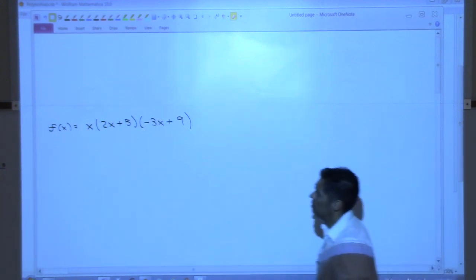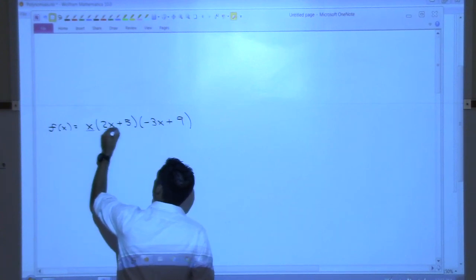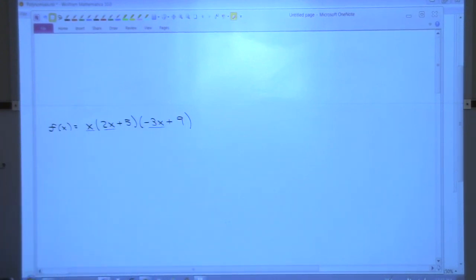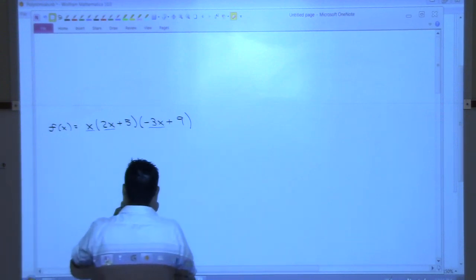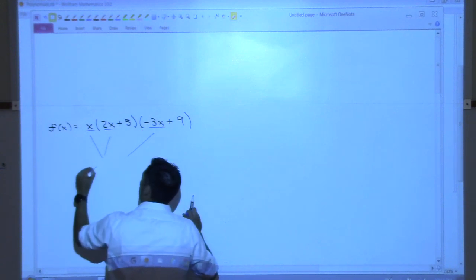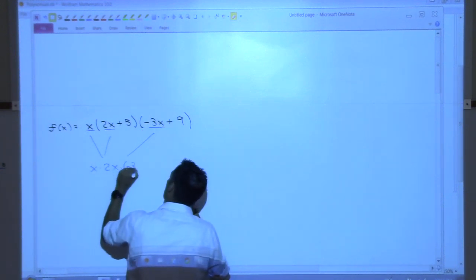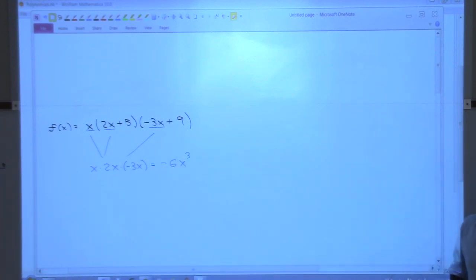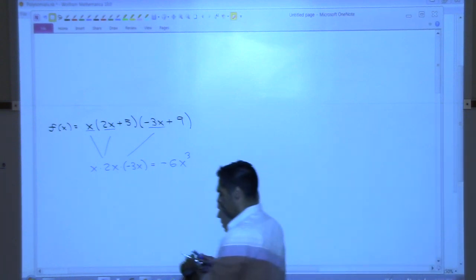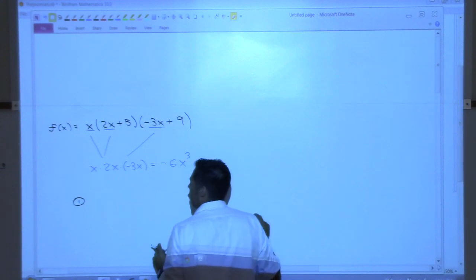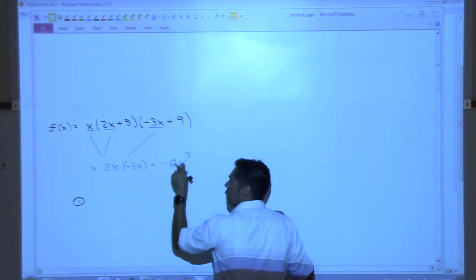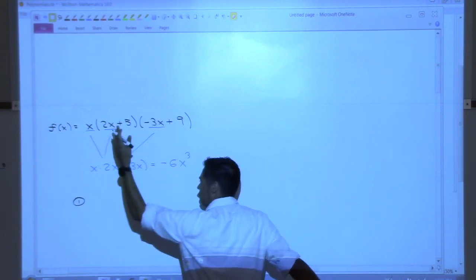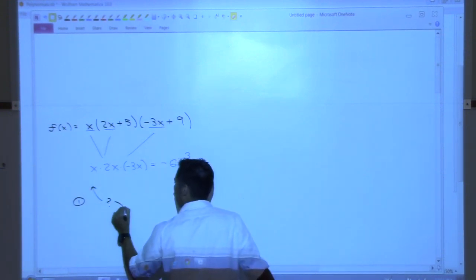what we could do is look at this, this, and this right there. If we multiplied those together, what would we get? So x times 2x times negative 3x would give us negative 6x cubed, wouldn't it? So what would be the left and right hand behavior of this? We did step 1 now. It would go odd, and then negative, right? So that, right? Up, then down.